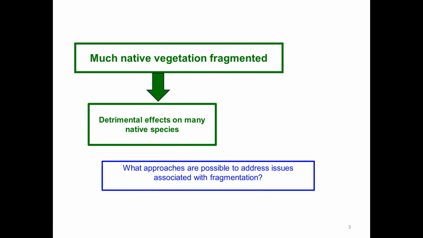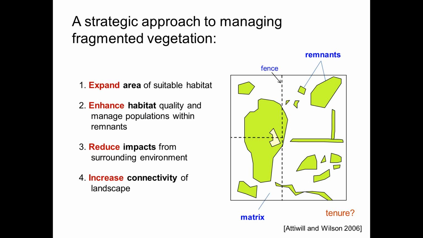So much of our native vegetation is now fragmented. This has a wide range of detrimental effects on many, many native species. So the bulk of this lecture, as short as it's going to be, is going to be about what approaches are possible to us to address the issues associated with fragmentation in a conservation sense. So what we need to do is take a strategic view of things here. So we're going to talk about some of the strategic things we can actually do.